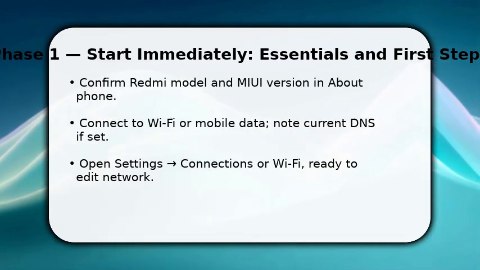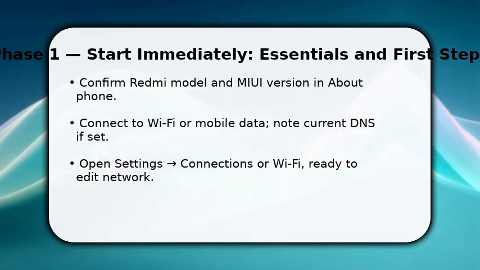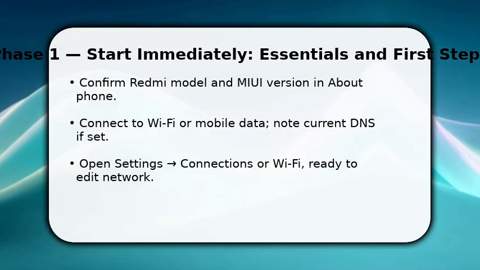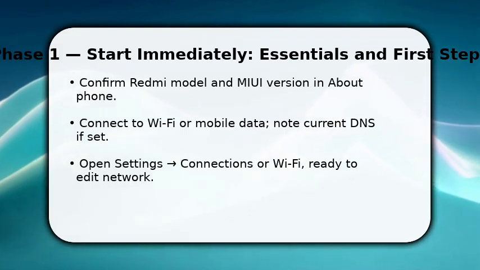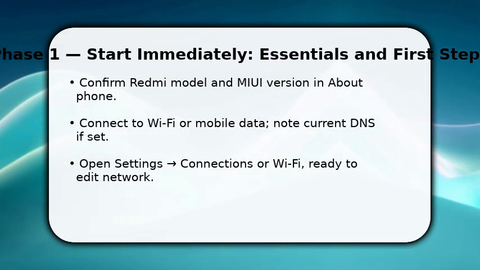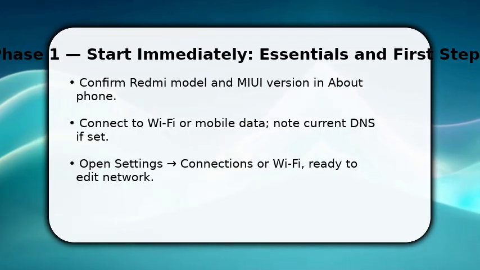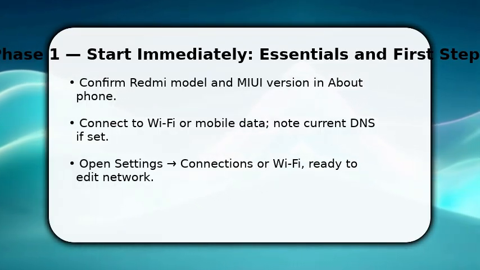Now open Settings and navigate to Wi-Fi or Connections. Press the active network name to see options. You're taking the first actionable step. Access the network details where DNS is configured so you can change or disable it.